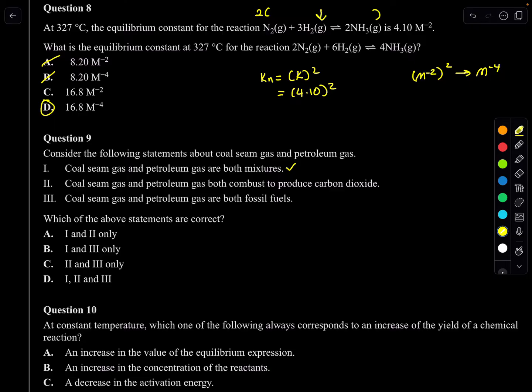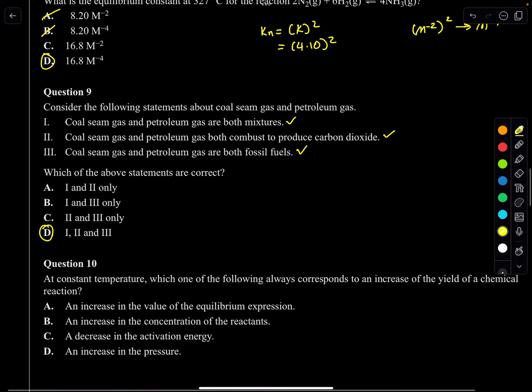Coal seam gas and petroleum gas both combust to produce... Yes, they do. Absolutely, they do produce carbon dioxide. Okay. Coal seam gas and petroleum gas are both fossil. Yes, they are. They are actually both fossil fuels. Yeah. So which of the following statements are correct? All of them. Beautiful. So 9D. That's a nice, easy question.